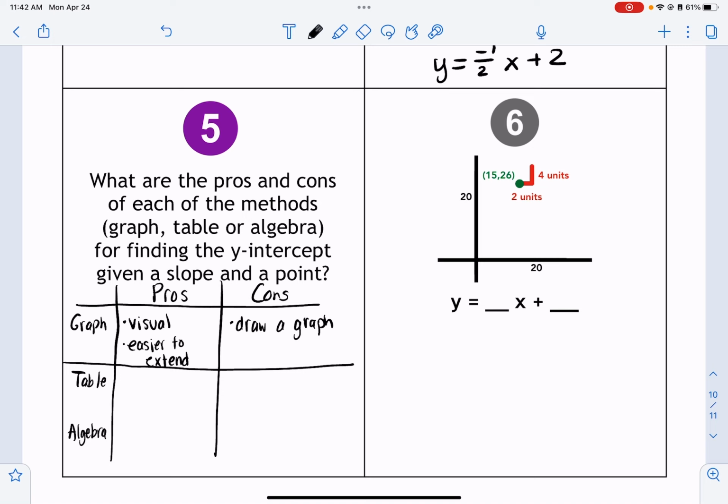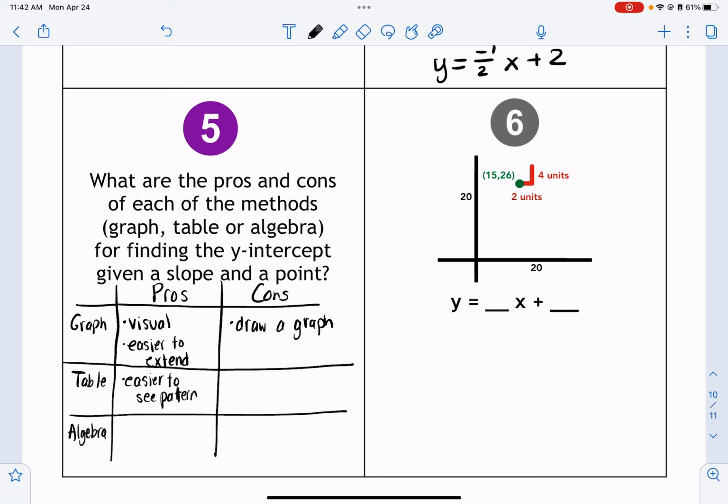All right, the table, what's the pros of the table? Well, I think it's easier to see the pattern in a table. It's more clear what the rise and run is, and you can find it without even really worrying about rise and run. You can just find, okay, what's the pattern in each column? And you can use that to extend.